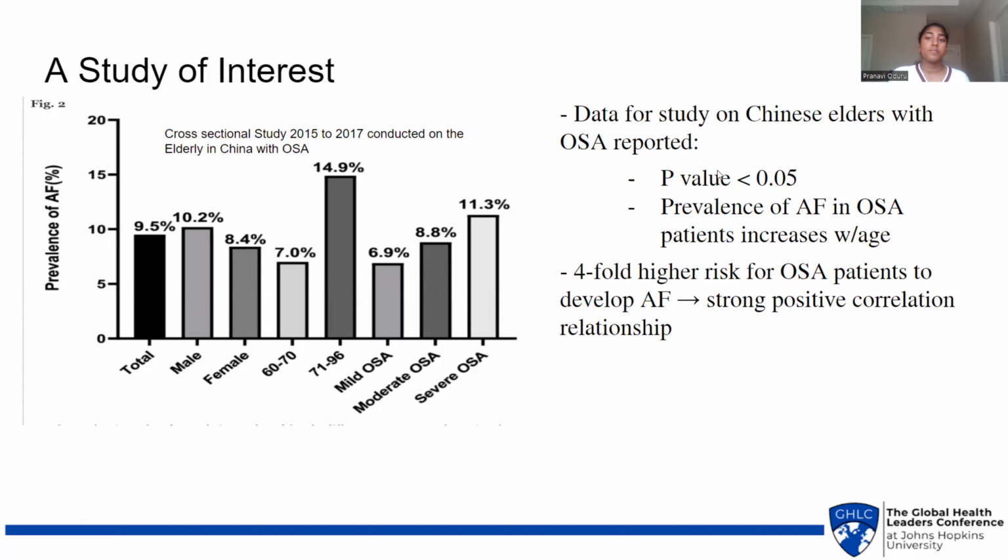This is also supported by the p-value. The fact that the p-value was less than 0.05 allows us to reject the null hypothesis, which is that there may be no correlation or relationship between OSA and atrial fibrillation. So that can be rejected, thus suggesting that there is indeed a strong positive correlating relationship between OSA and atrial fibrillation, and in fact, a four-fold higher risk for OSA patients to develop atrial fibrillation.